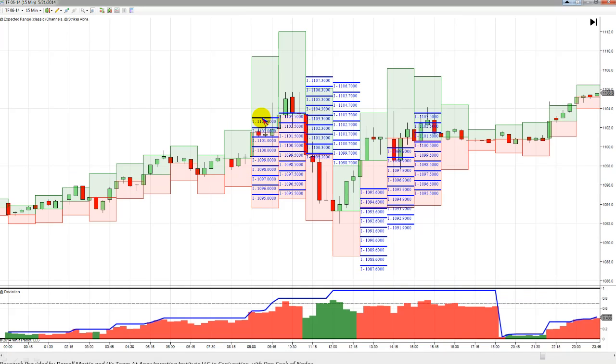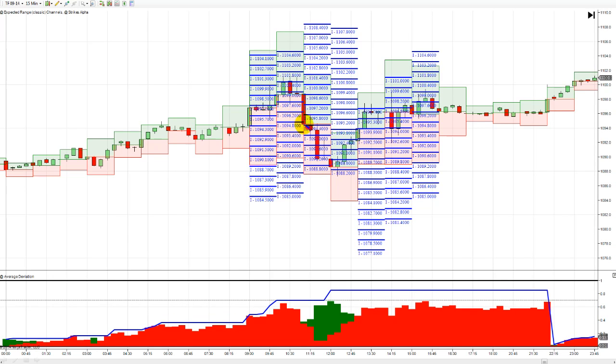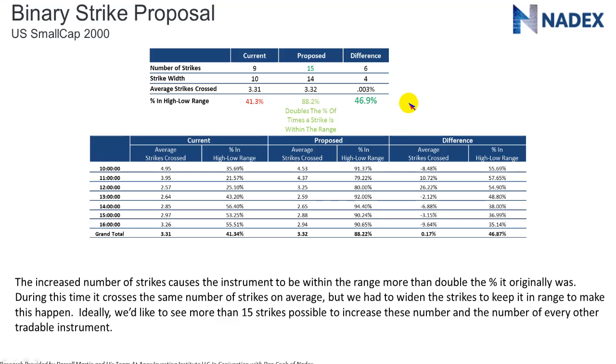So it had poor intraday strikes. This is what's changed. Now check this out. This is what it looks like now, and this was the proposal we sent over to them. It went from this, where they had 9 strikes, 10 strike width, and average strikes crossed for 10 ticks was 3.31. Well, we said, hey, let's make it 15 strikes, and 14 strike width. We actually widened the strike width on this one.